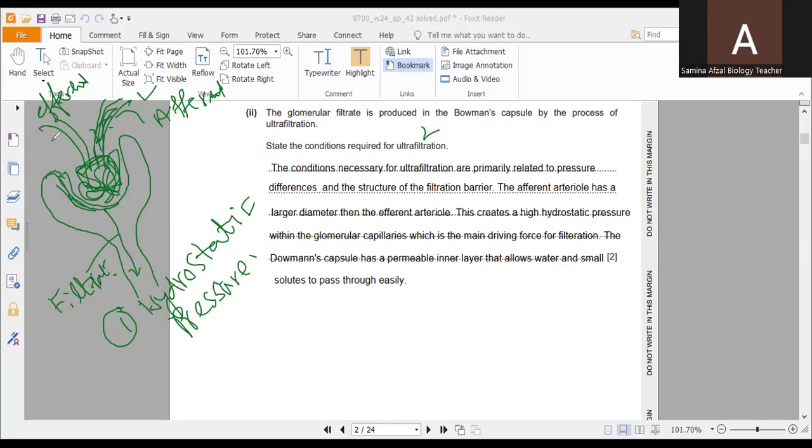And the second thing which should be fulfilled for this ultrafiltration is the permeability of the glomerular capillaries. Permeability.